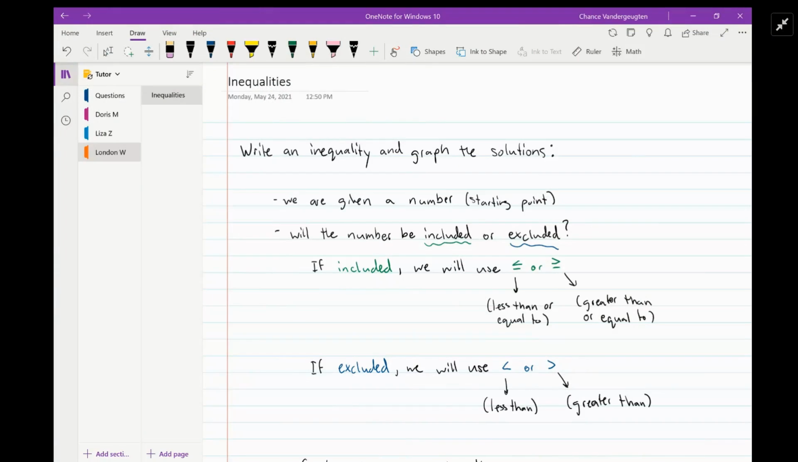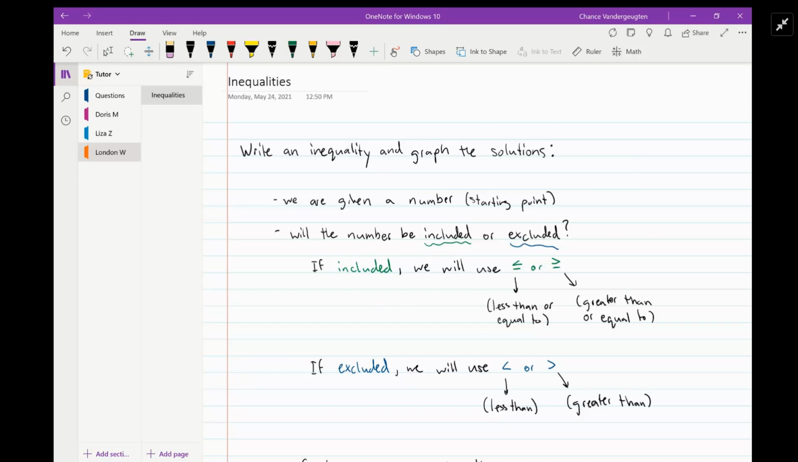Alrighty, so we are going to be going over some inequalities here. It says write an inequality and graph the solution. So here are some steps when you're looking at the question to figure out what you have to do. First of all, we're going to be given a number, and let's call that our starting point. So first we have to identify what's going to be the starting point.